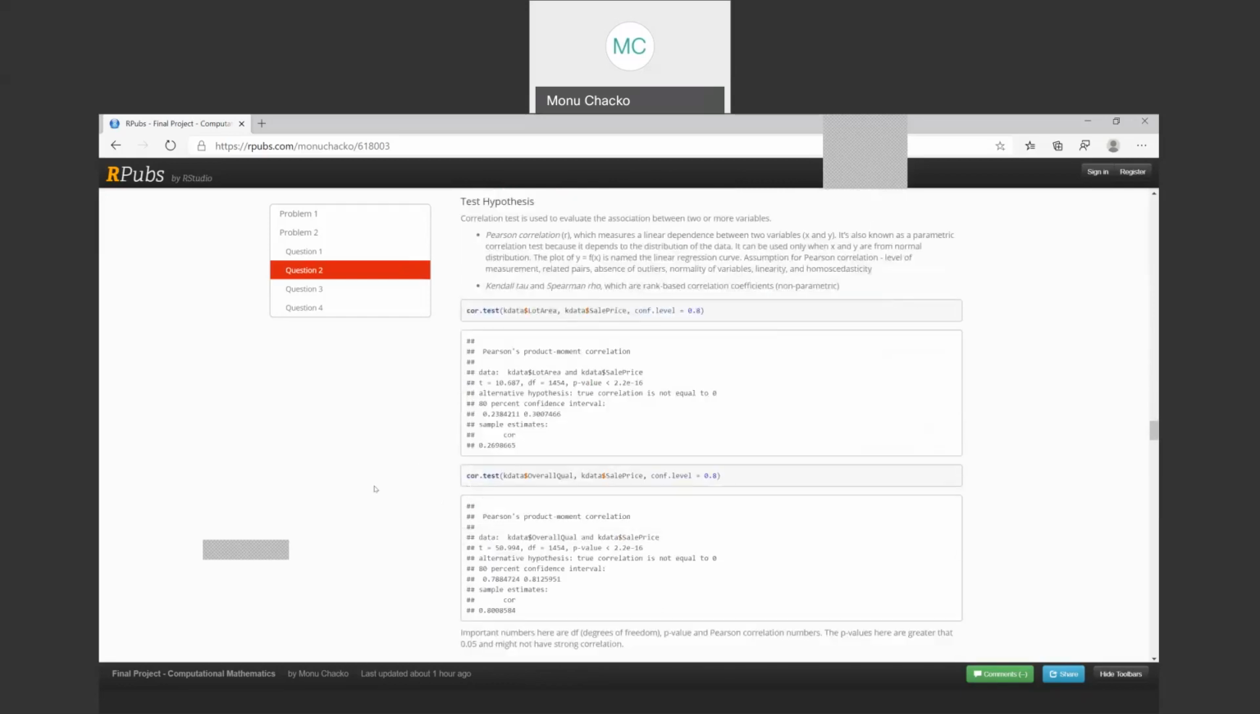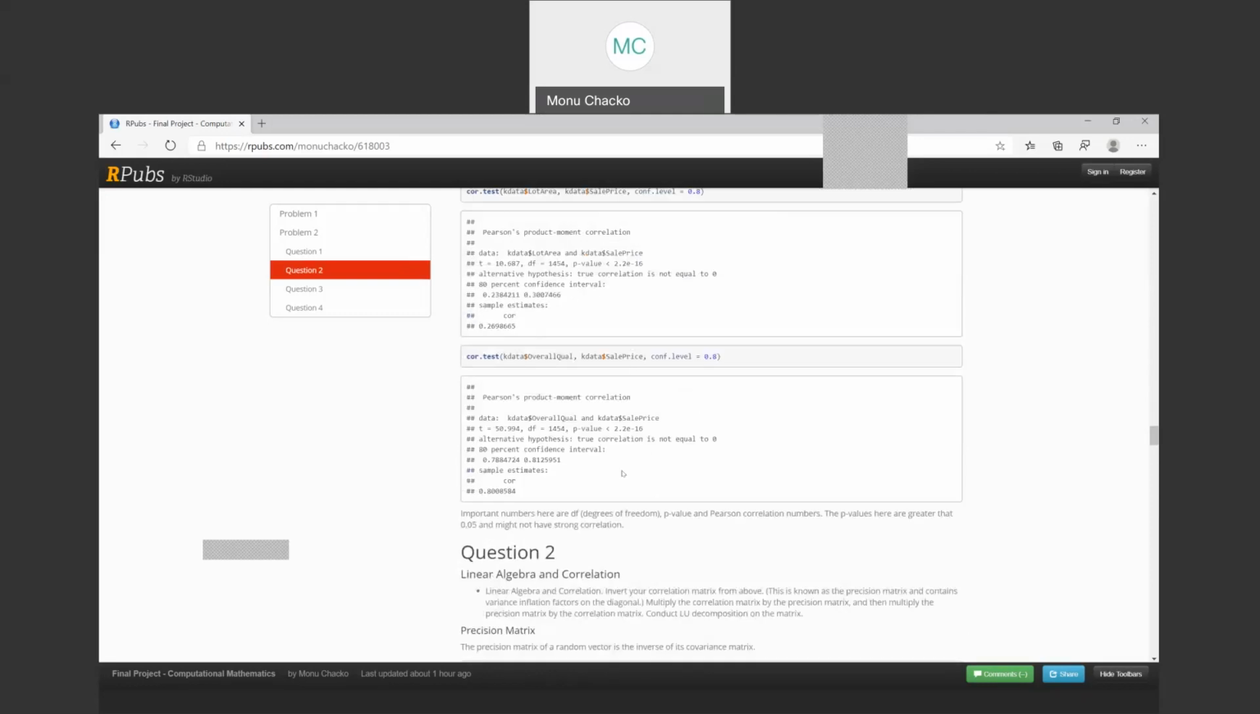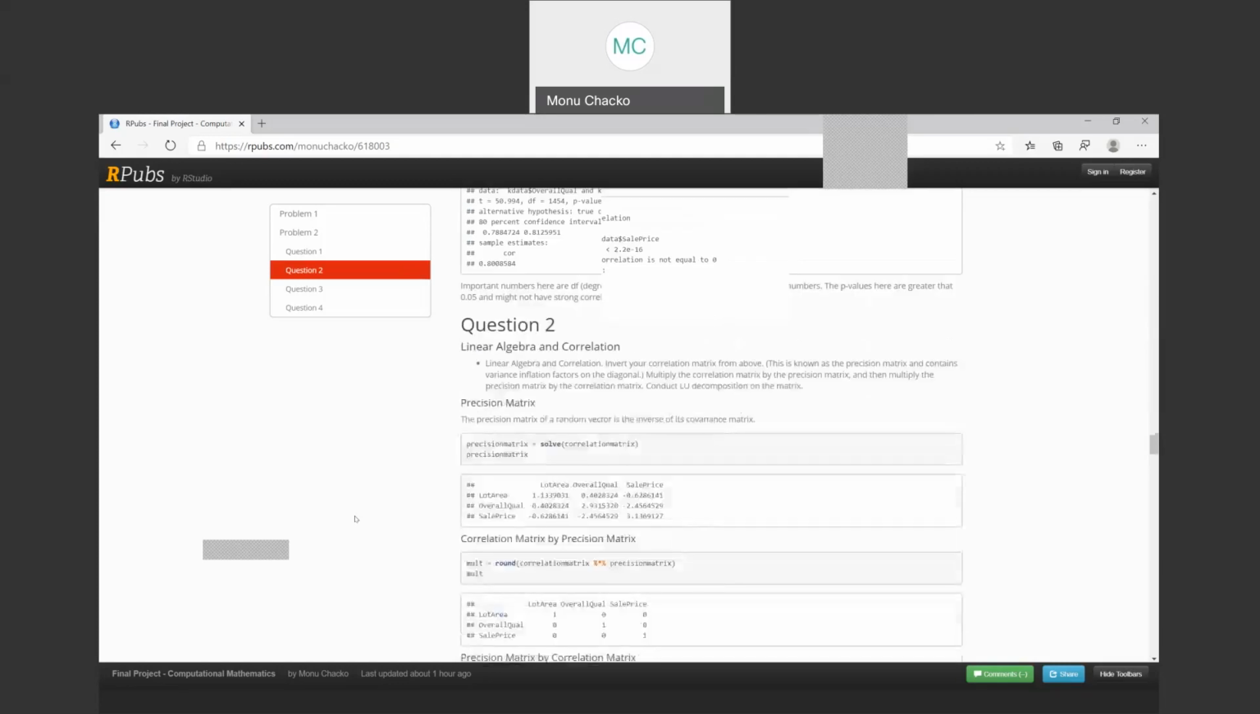The important values here are the degrees of freedom. The p-value should be less than 0.05 to have a relationship. And then obviously we have a Pearson correlation number here, which is 0.26988. So this is for another variable. Since the p-value is greater, I thought there is less correlation between the variables.